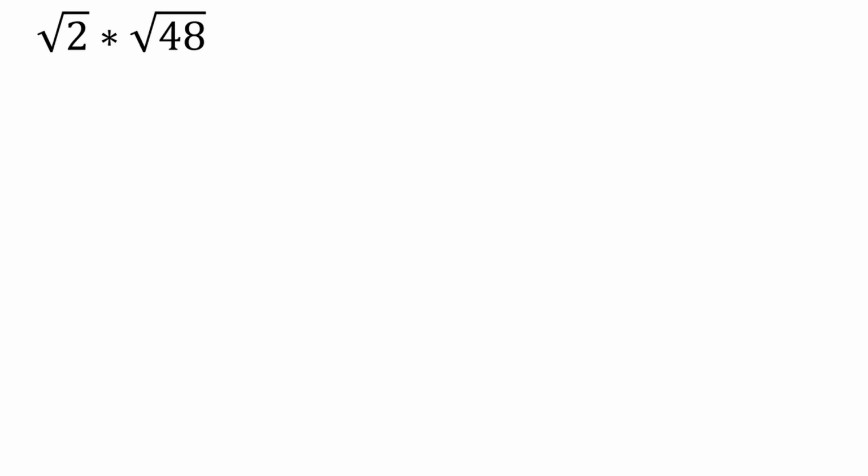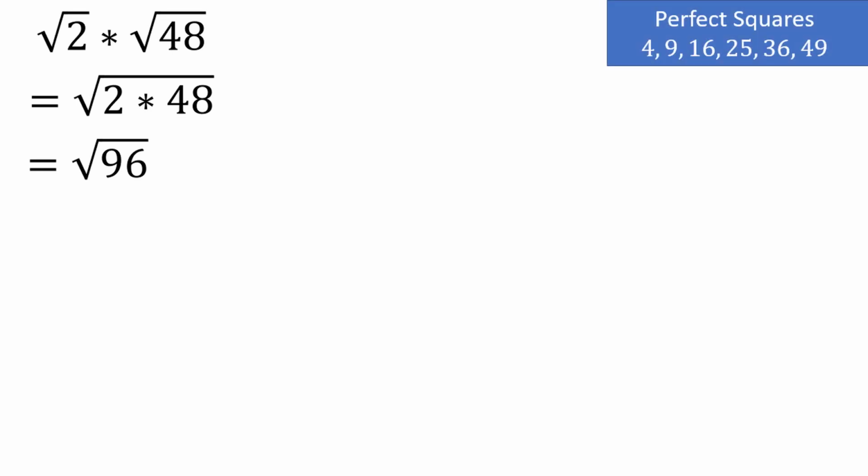As I said before, one of the properties of square roots is that if you multiply two square roots together, you can multiply their insides. So this can be rewritten as the square root of 2 times 48, which is just the square root of 96. At this point, you will want to think of the perfect squares, which are 2 squared equals 4, 3 squared equals 9, 4 squared equals 16, 5 squared equals 25, 6 squared equals 36, 7 squared equals 49, etc.